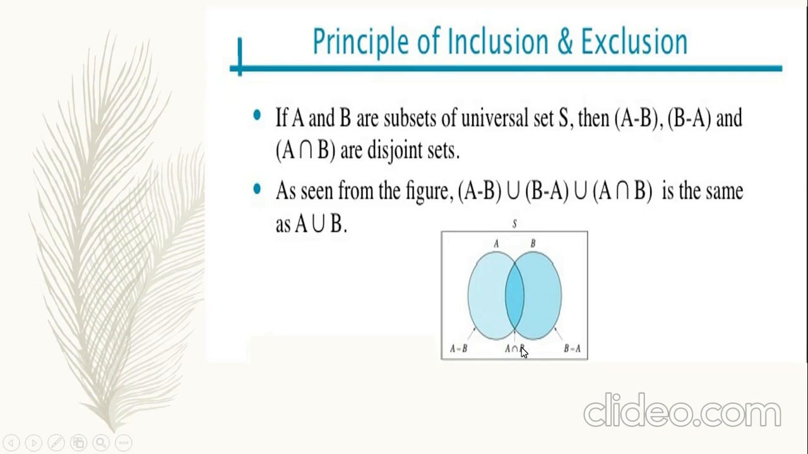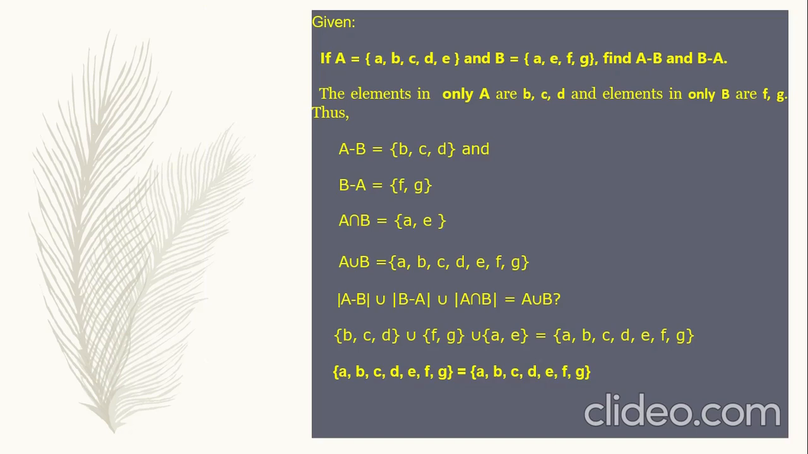Okay? So, as seen from the figure, the difference of A and B, union with the difference of B and A, union with the intersection of A and B, is the same as the union of A and B. So, let us have a proof on that. Given set A is equal to the elements A, B, C, D, and E, and for set B, we have the elements A, E, F, G.